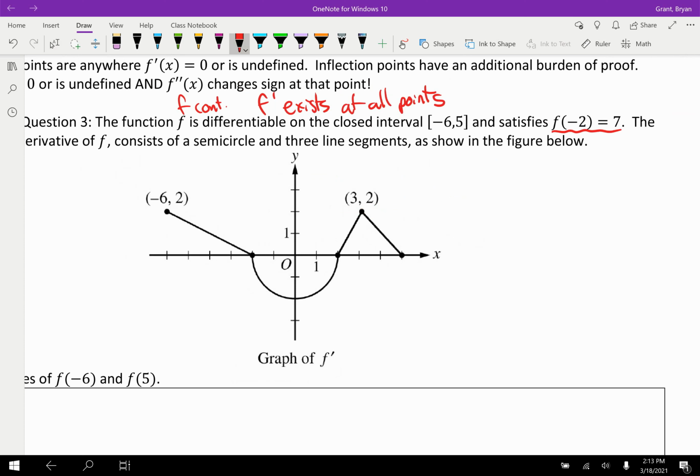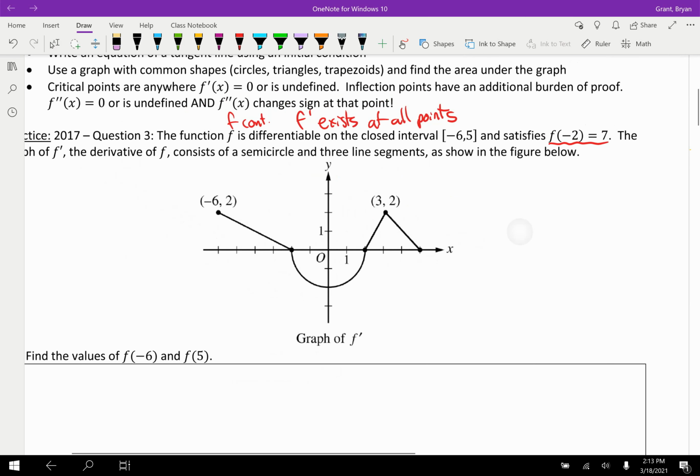All right, it is very common for a problem like this to give you 1 point on the original graph. And in this case, they told us f of -2 is 7. -2, 7 would be way up here. It's not on this graph. This is f prime. And also, they told us how f prime is created, 3 line segments and a semicircle.